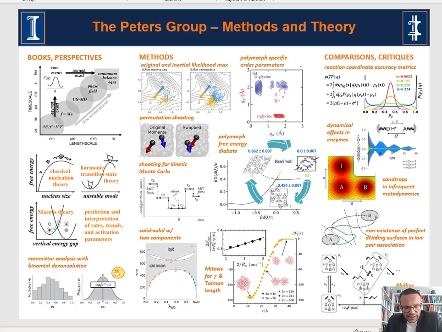Okay, thank you for visiting this virtual introduction to research in the Peters Group. The group itself has 9 members currently, 8 PhD students and 1 postdoc. The main areas of work can be divided into 3. There's a methods and theory component, there's a catalysis component, and there's a nucleation and growth component.